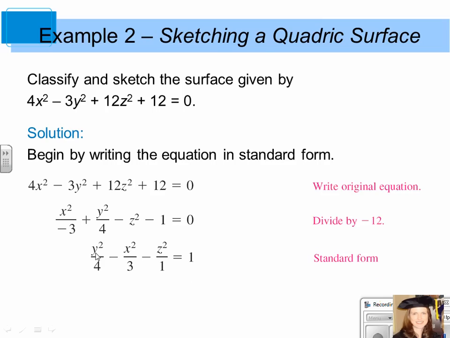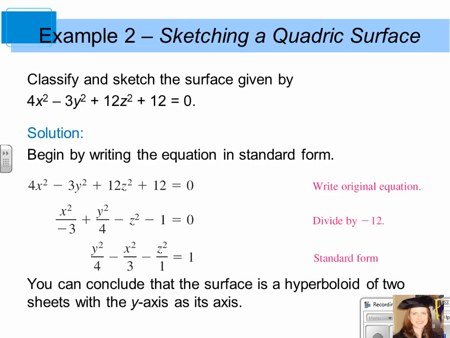Notice the y squared term has a positive coefficient, where the x and z squared terms have a negative coefficient. So this is going to be a hyperboloid. And because both of those square terms are negative, we can say it's a hyperboloid of two sheets. Now the y squared term has a positive coefficient, so we could say the hyperboloid is opening up around the y-axis.